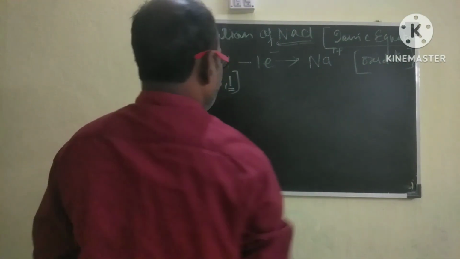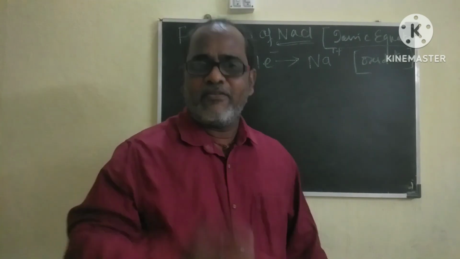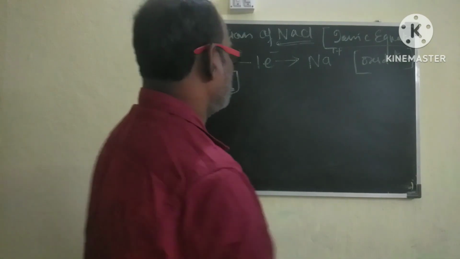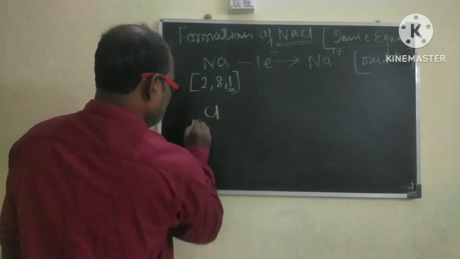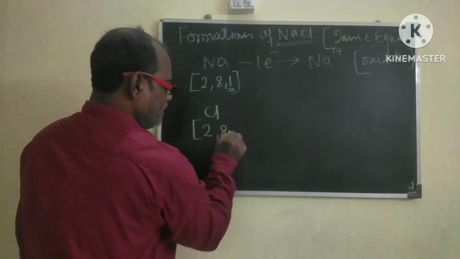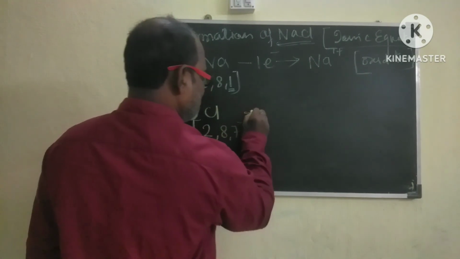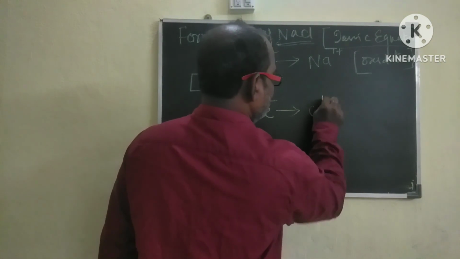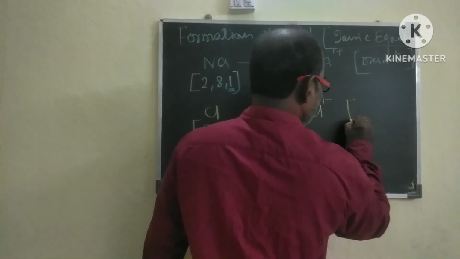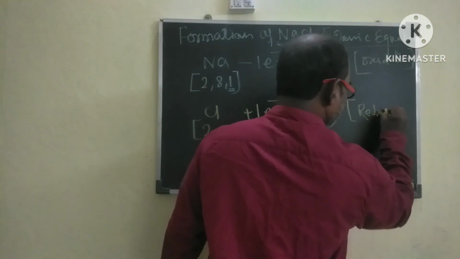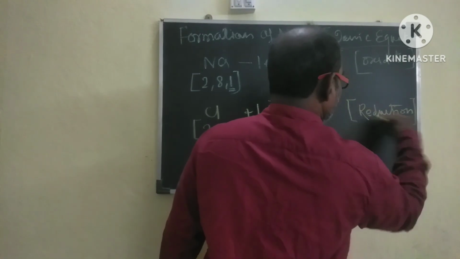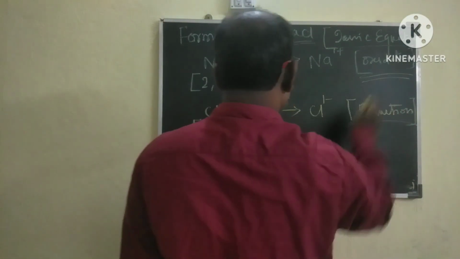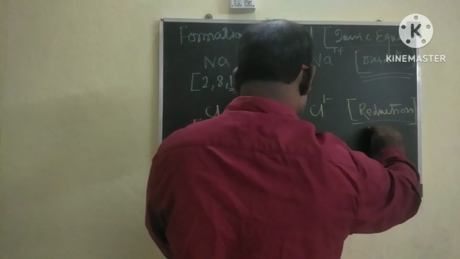Again, now chlorine. We know that the atomic number of chlorine is 17. That means 2, 8, 7. It wants to accept one electron. Write down here chlorine, that is 2, 8, 7. It will accept one electron to form an anion. So this is what we say is reduction. So you have to understand this too. When it is donating, we get oxidation. When it is accepting, we get reduction.